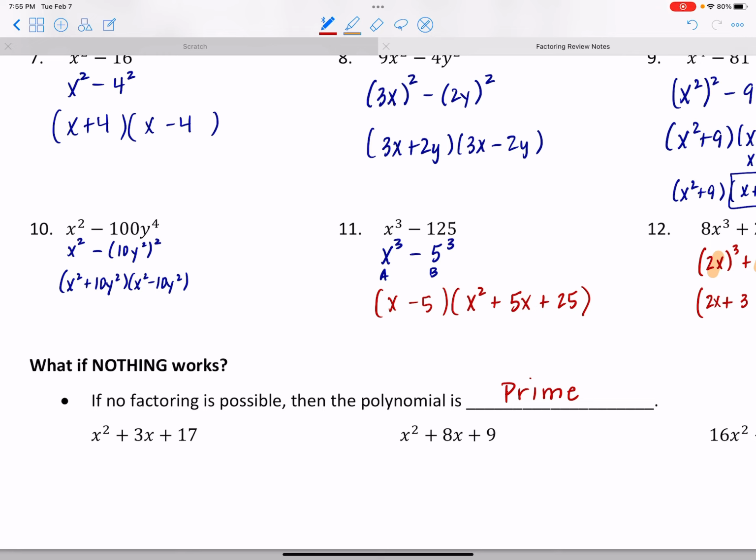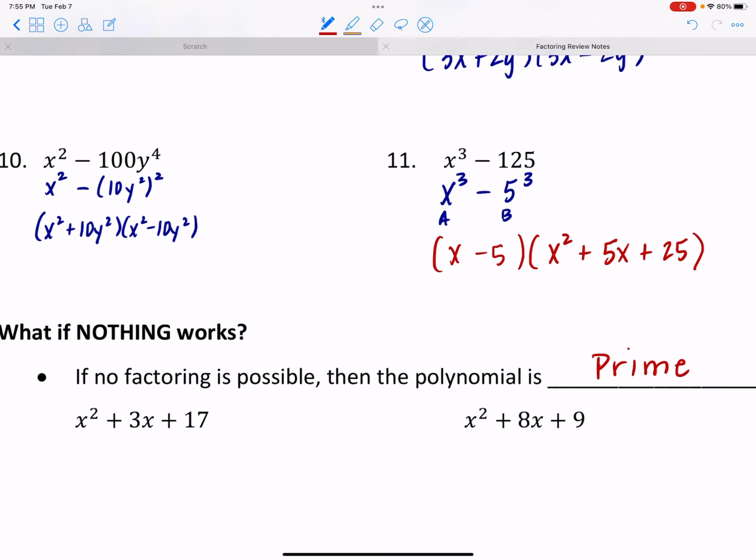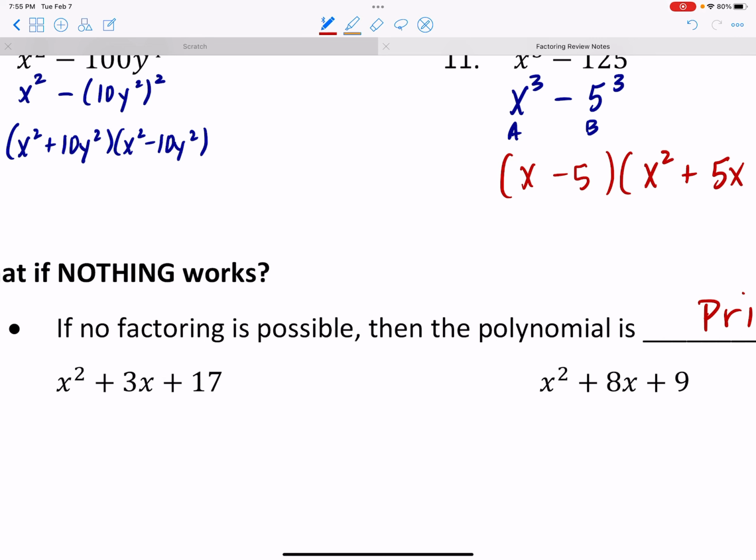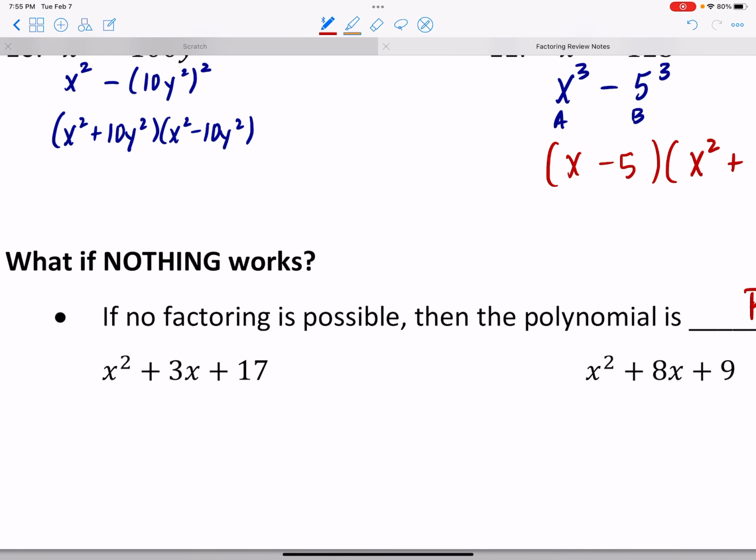I don't think we're going to see much of that with trig either, because if we can't factor, we would just be using another process. But it's important to mention in the context of reviewing factoring that if we can't factor, then what we're looking at is prime. So for instance, I have some prime examples. I know, terrible joke.